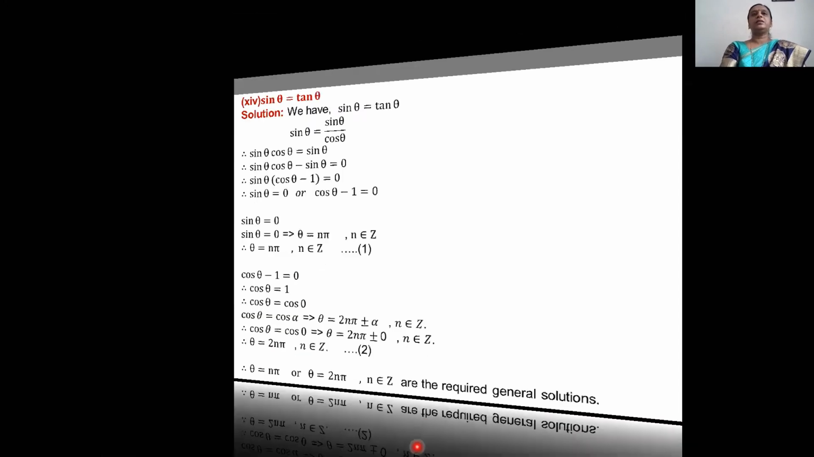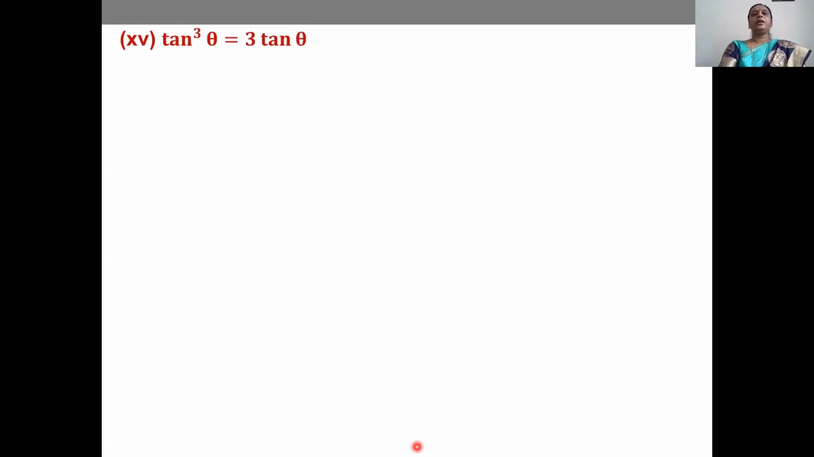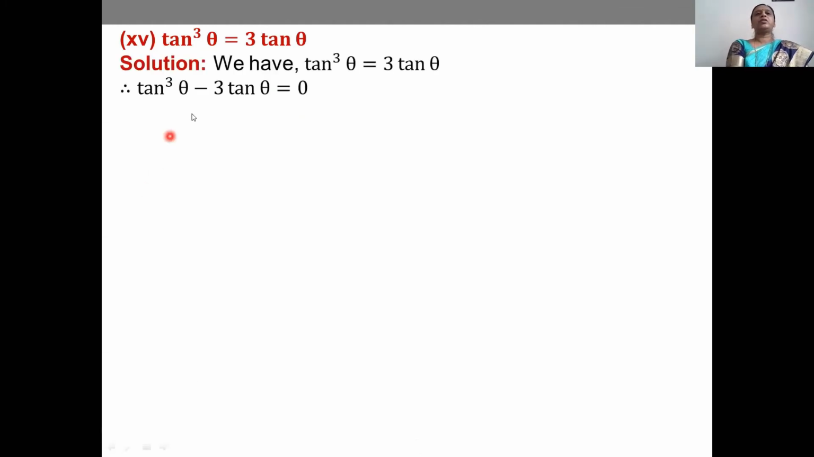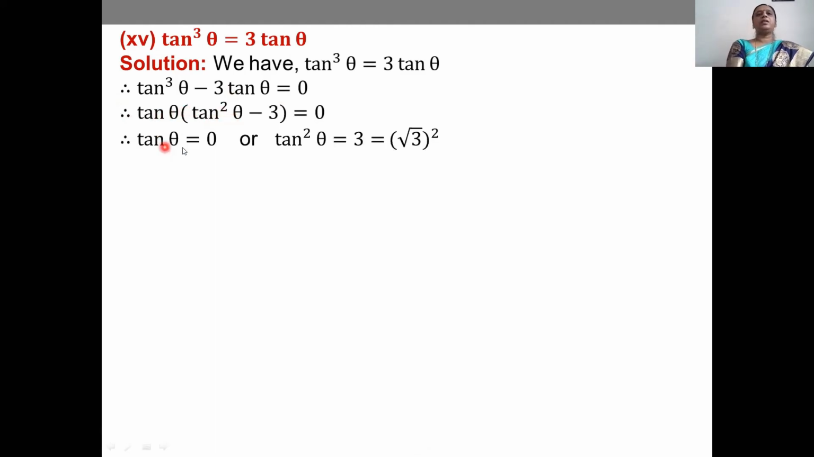Now let's consider the next problem. Tan cube theta is equal to 3 tan theta. Therefore, tan cube theta minus 3 tan theta is equal to 0. You factorize this. This will be tan theta in the bracket tan square theta minus 3 is equal to 0. Now either tan theta is equal to 0 or tan square theta minus 3 will be 0. This tan square theta minus 3 equal to 0. In the next step we get tan square theta is equal to 3. Now this 3 can be written as root 3 square. Therefore we will get tan square theta is equal to root 3 square.